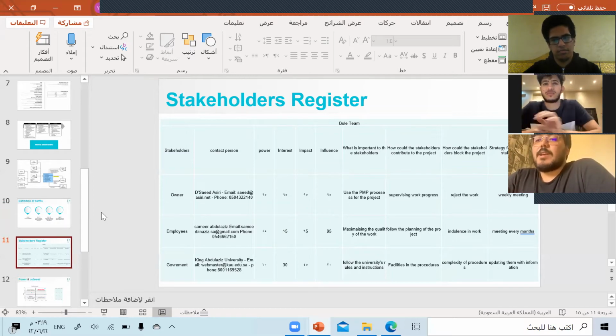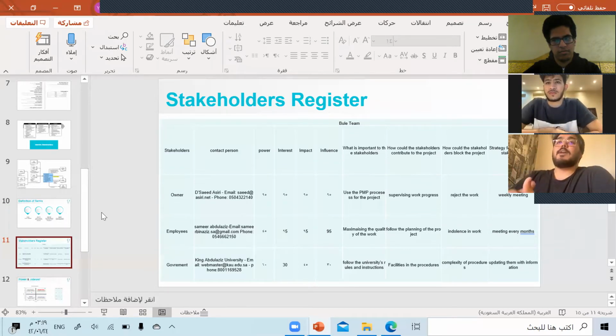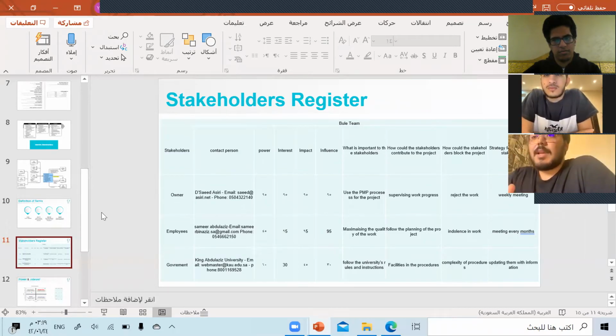Sorry, we also have here on the right-hand side the importance for the stakeholders. Here we put the importance, for example the owner using the PMI process for the project. And also, in the next column, we have how the stakeholders could contribute to the project.